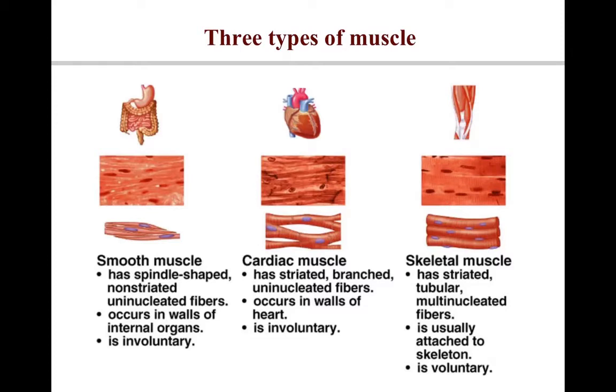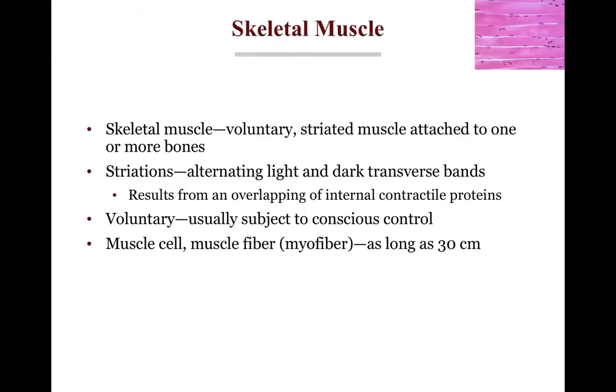We are going to focus on the skeletal muscles right now, and we are going to learn the anatomy and subsequently the physiology of it. So skeletal muscle, what is the skeletal muscle? As we just learned, it is voluntary, it is striated, and it is usually attached to one or more bones, okay? These striations can be alternate light and dark bands, and we will look at the microscopic level, how these skeletal muscles look.